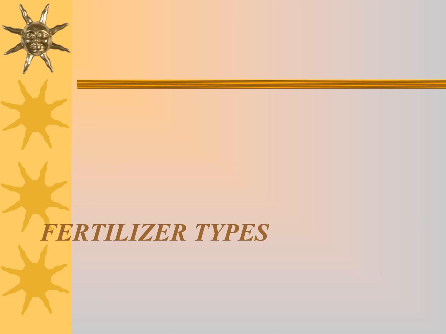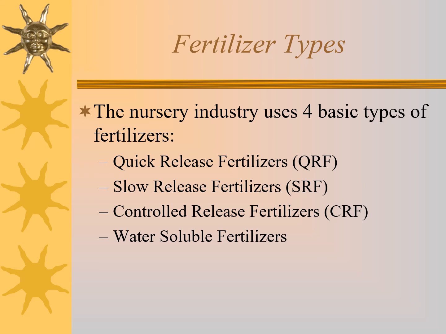And we'll start out by taking a look at some of the different types of fertilizers that are used in the nursery industry. These are the four basic types of fertilizers: quick release fertilizers, slow release fertilizers, controlled release fertilizers, and water soluble fertilizers.